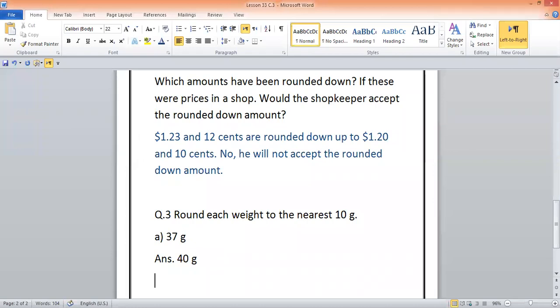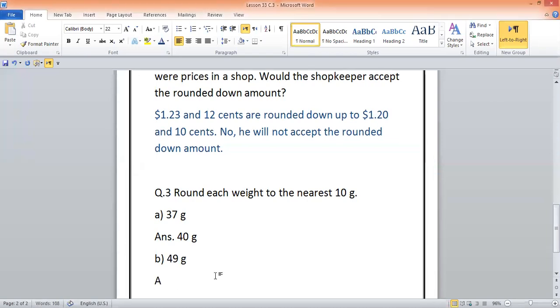Now I'm going to write B. B is 49 gram. Yes, guys, can you tell me the answer? 49 gram. Round it to the nearest 10. Jihad, very good. Ammar, very good. Ahmad Jibrail, very good.